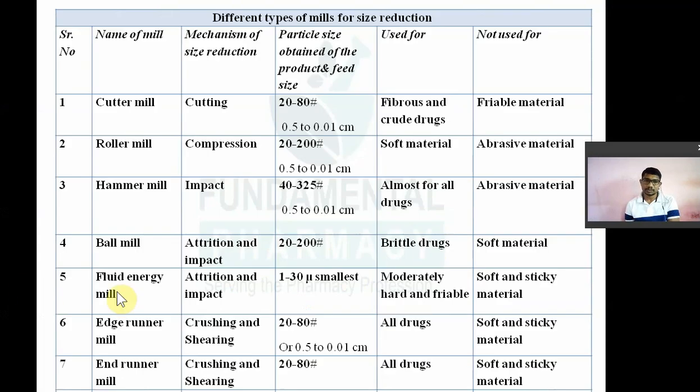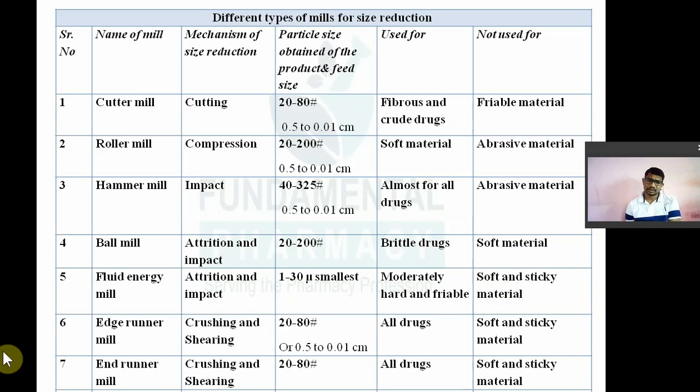Okay, so then next one is a fluid energy mill. Again, attrition and impact both are the mechanism. You will get a particle size of 1 to 30 micron, and over here the smallest particle size is obtained by this fluid energy mill. Remember, the smallest particle size is obtained by fluid energy mill. Then it is used for moderately friable material, not used for sticky and soft material.